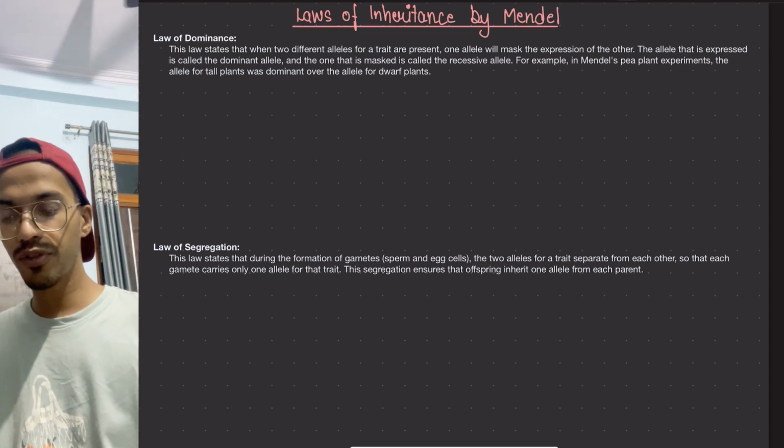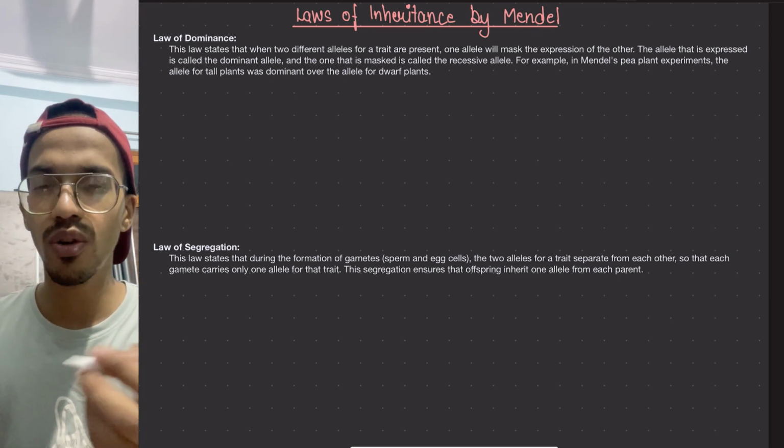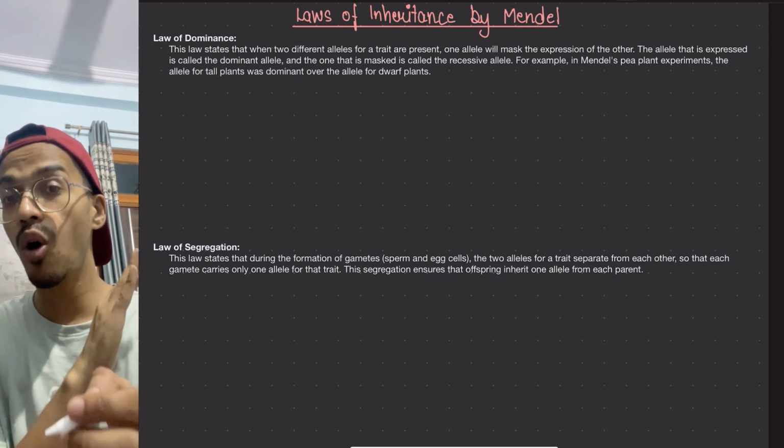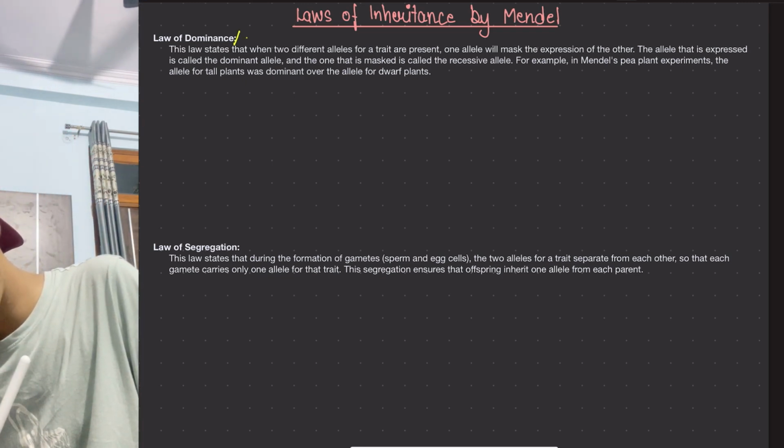Now in this, the first law that is there, that is the law of dominance. The law of dominance, or you call it also the law of recessiveness. I will let you know how it is called so. So it is also called as the law of recessiveness.